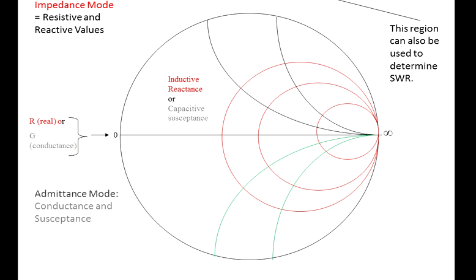So the upper hemisphere is inductive reactive, and the lower hemisphere is capacitive reactive. In other words, the upper hemisphere is plus J, and the lower hemisphere is minus J. So it's possible that you can have an R value that's associated with a plus J, or an R value that's associated with a minus J. So once again, in the center we have the normalized value of 1, which most often will be a 50 ohm application, but not always.